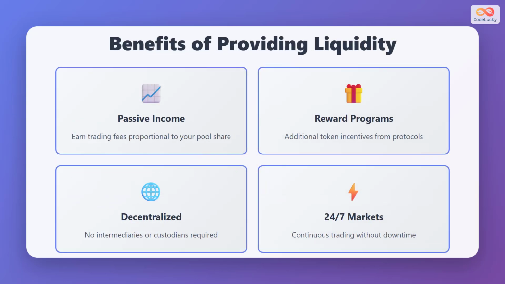Providing liquidity comes with several attractive benefits. First, you can earn passive income through trading fees. Every trade that happens in the pool generates a small fee, and liquidity providers receive their proportional share of these fees. Second, many DeFi protocols offer additional reward programs, giving you bonus tokens as incentives for providing liquidity. Third, the entire process is decentralized, meaning no intermediaries or custodians control your funds. You maintain ownership through your LP tokens. Finally, these markets operate 24 hours a day, 7 days a week, with no downtime. Trading never stops, which means fees keep accumulating around the clock.